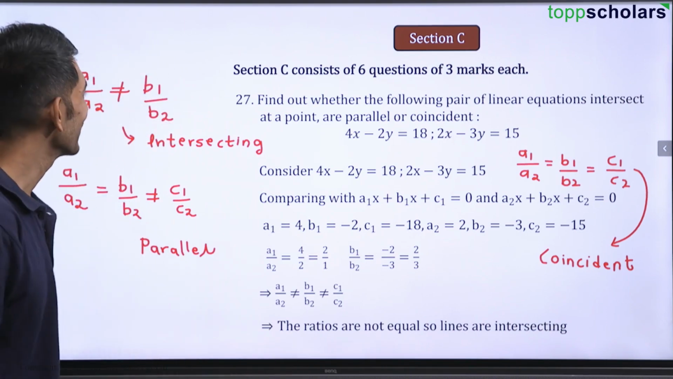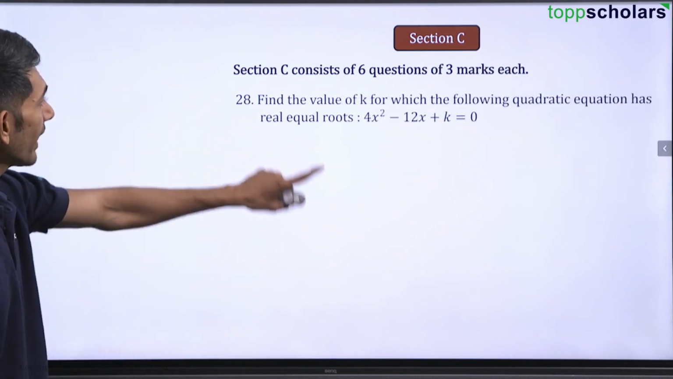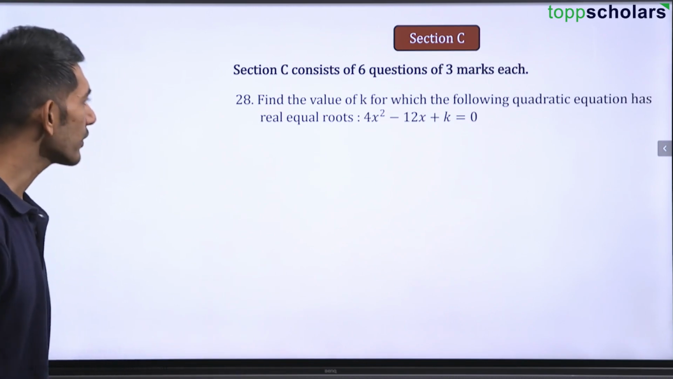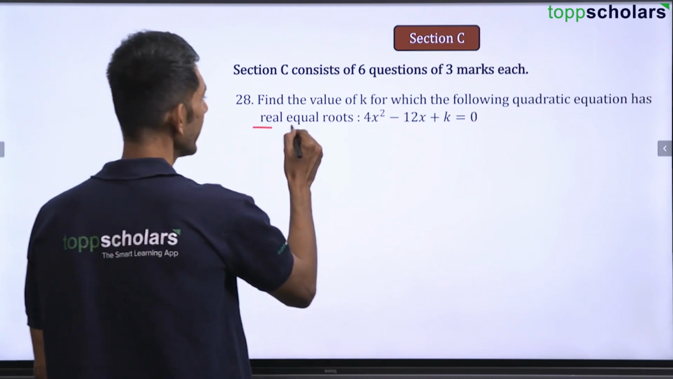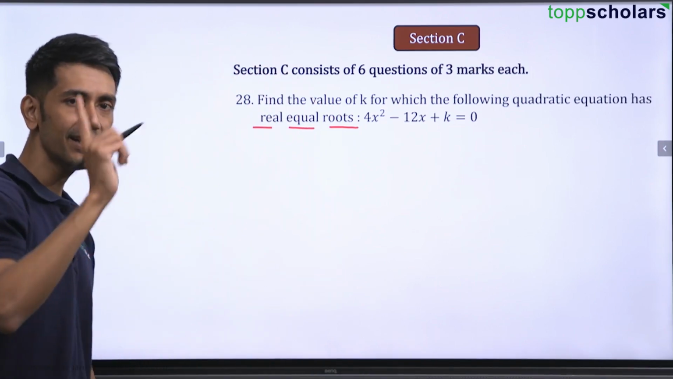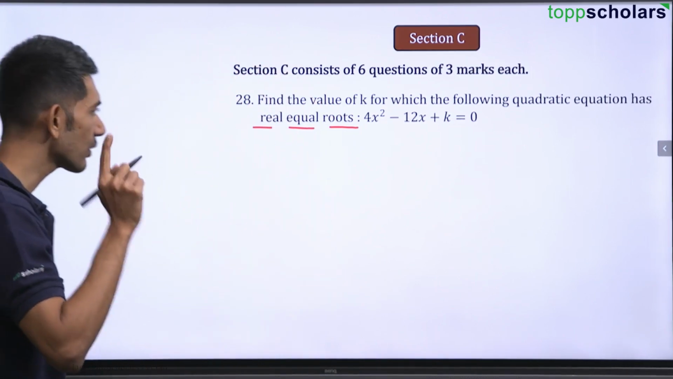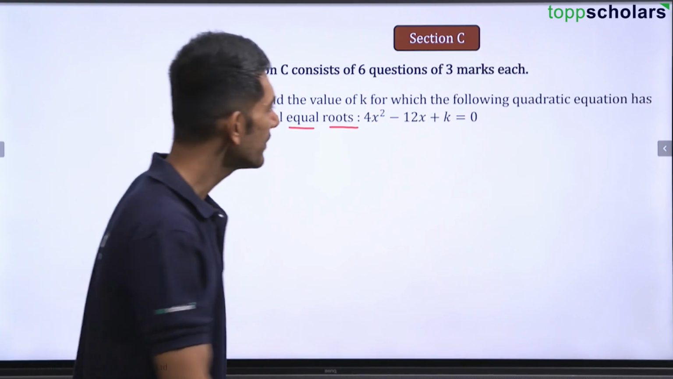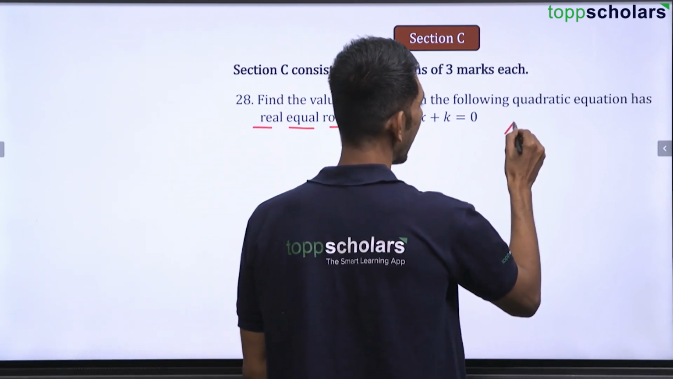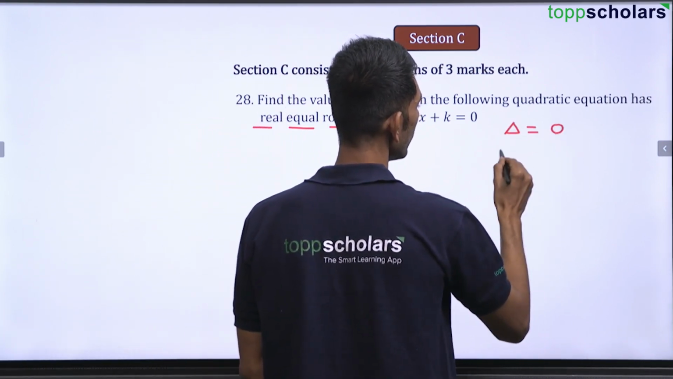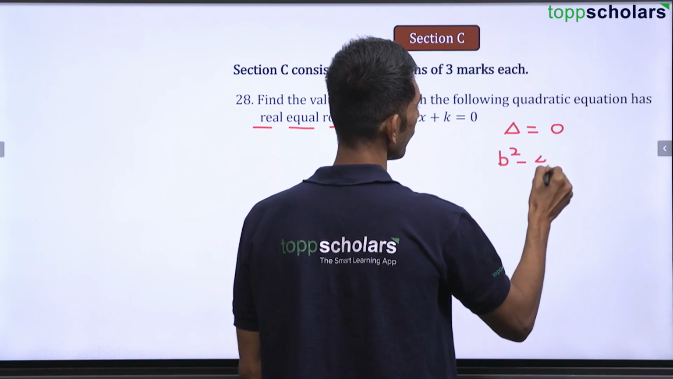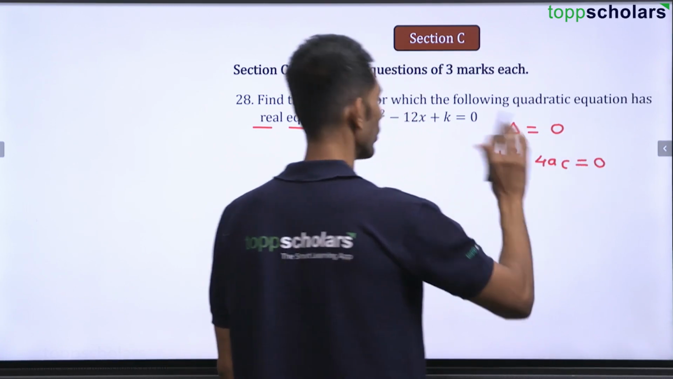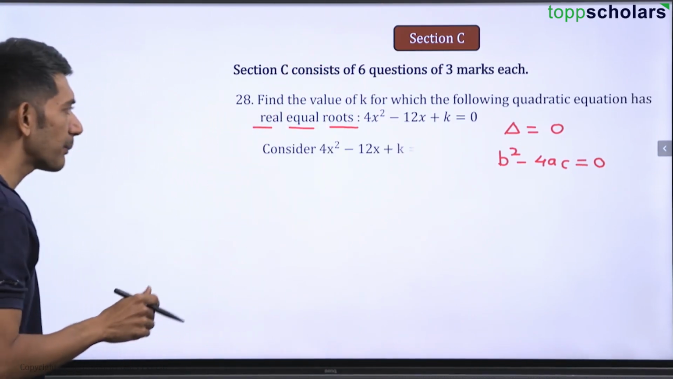Easy, let's continue. Okay, so the next question says, find the value of k for which the following quadratic equation has real equal roots. Always remember, whenever the question says real equal roots, we are talking about the discriminant, and the discriminant should be equal to 0. That is b square minus 4ac should be equal to 0. So this is the only condition that we will apply in this question.